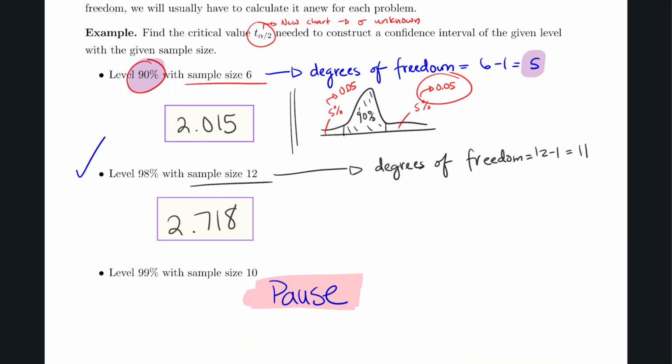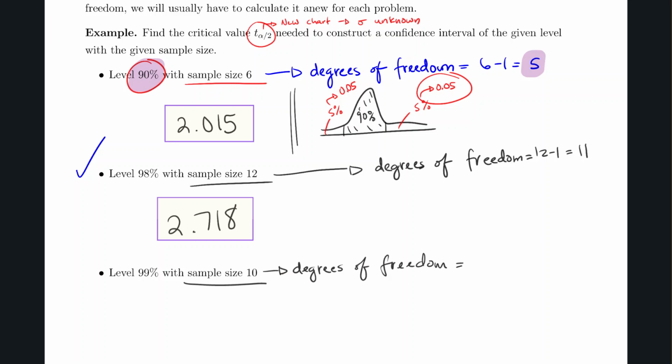Now I'd encourage you on this last example, level 99% with a sample size of 10, right now pause the video and attempt this on your own, unpause to check your work. Okay, so we've got our confidence level 99%. Once we get the sample size, we immediately find the degrees of freedom so we don't make a mistake.